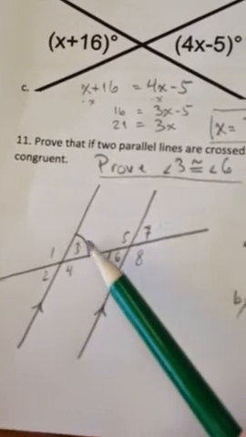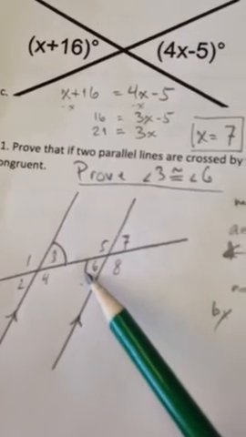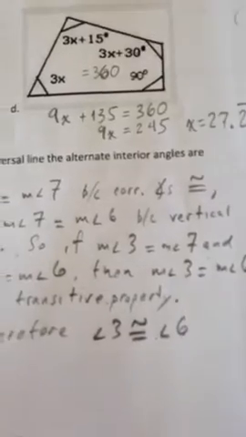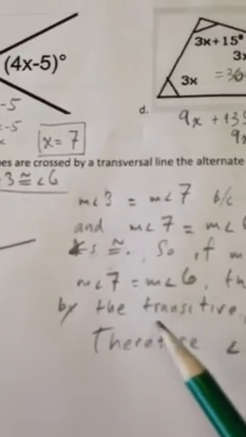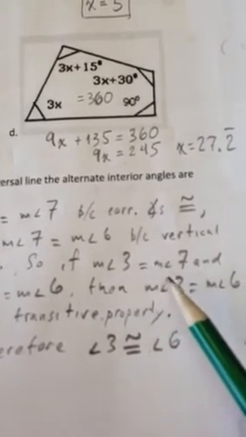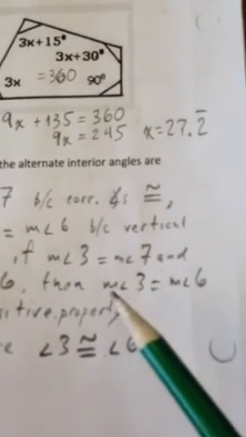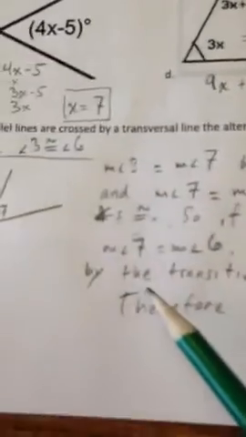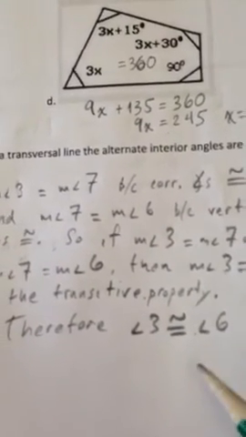All right, so 3 and 7 are congruent because they're corresponding. 7 and 6 are congruent because they are vertical angles. So if measure of angle 3 equals measure of angle 7 and measure of angle 7 equals measure of angle 6, then measure of angle 3 equals measure of angle 6 by that thing called the transitive property. Therefore, angle 3 is congruent to angle 6. We're done. That's a good one.